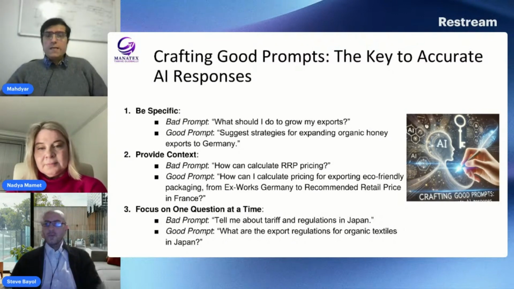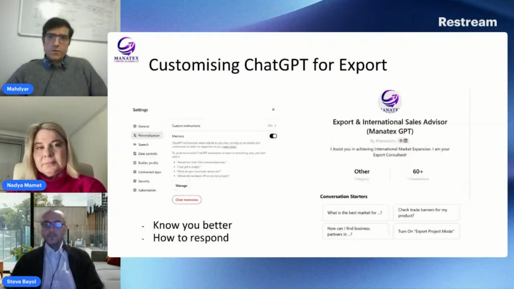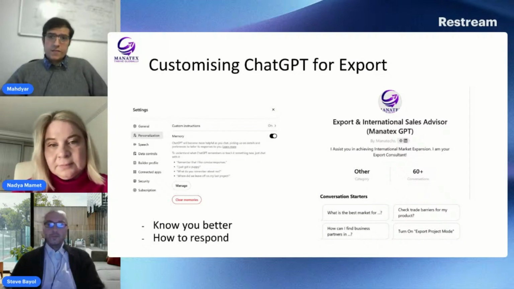And focus on one question at a time. Do not ask a question that contains several questions inside it. Instead, try to question back and forth with generative AI, so that after each question, it becomes better in terms of the answers that it provides to you. These are some important advice on prompting.